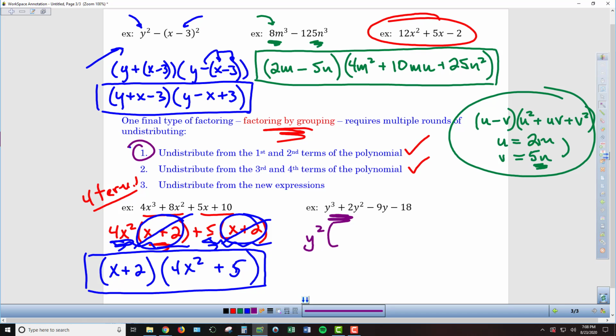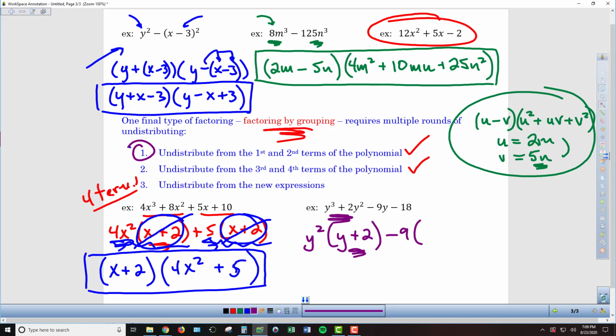Y squared times y would get me back to y cubed, plus, and then y squared times 2 would get me back to 2y squared. And so again, as I said on the previous example, I've got to undistribute something so that I end up with a y plus 2 in the second half of my expression. So I look here, and I can see that I can take out a 9, but then that would leave me with negative y and negative 2, so why not factor out a negative 9?